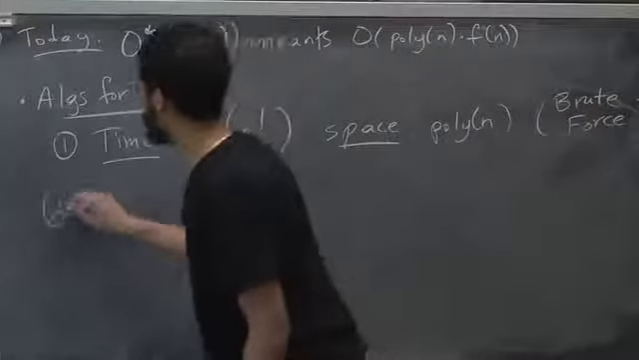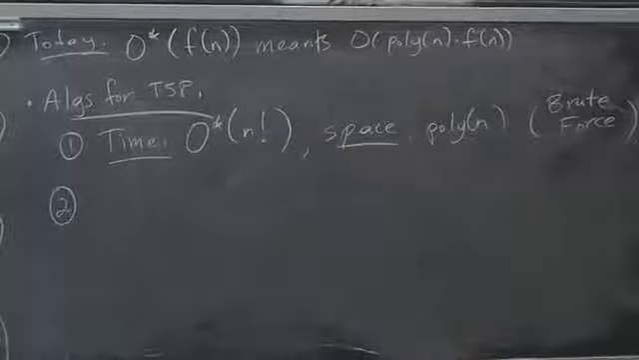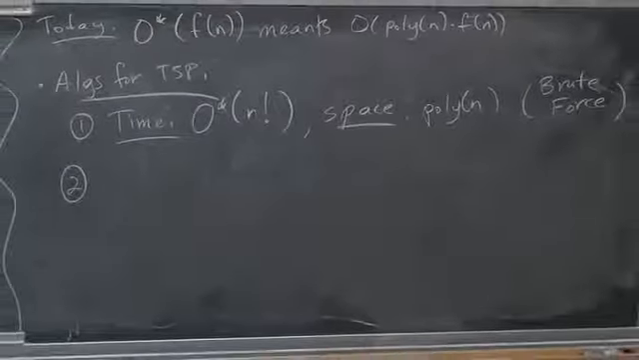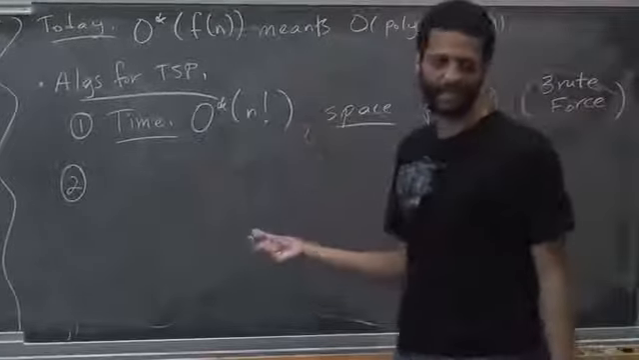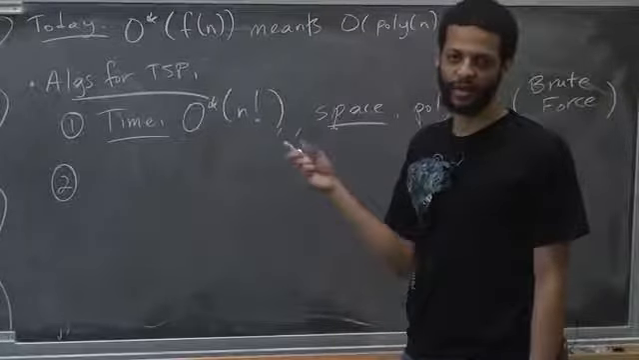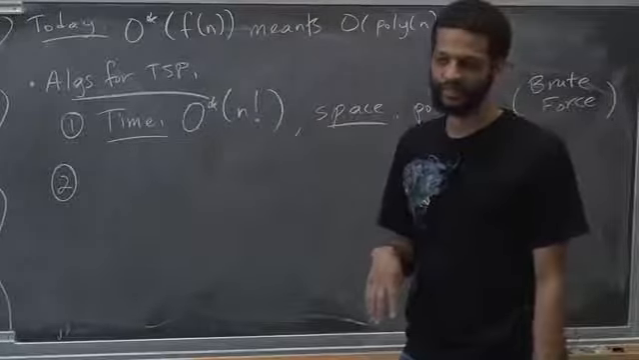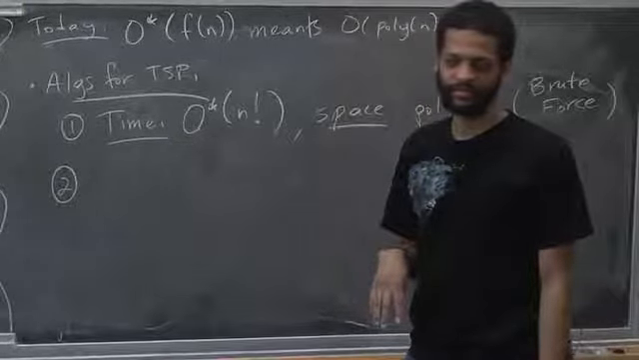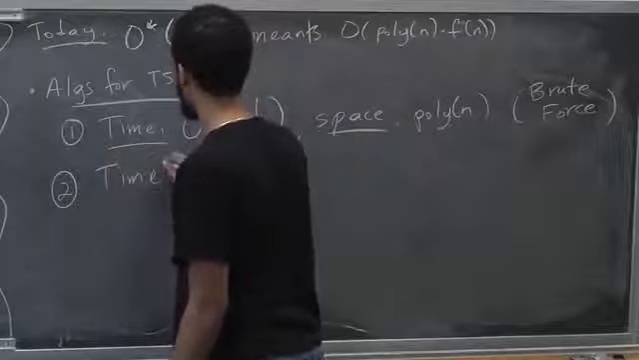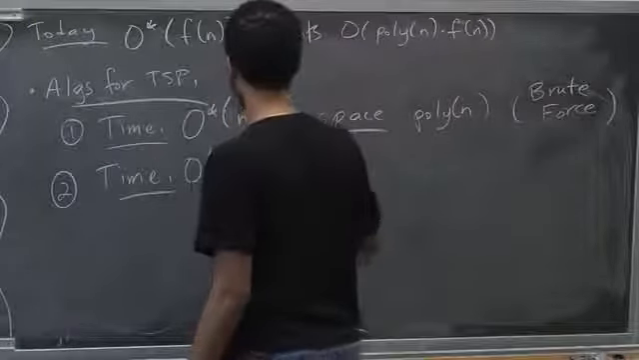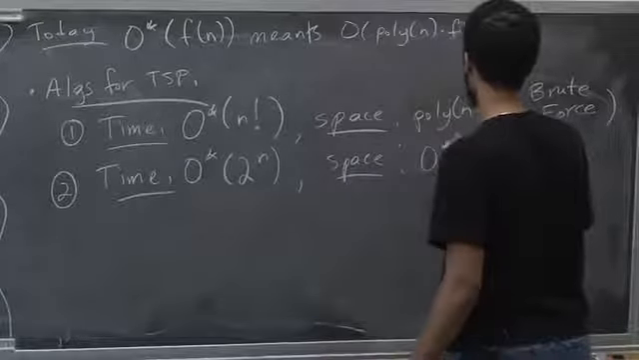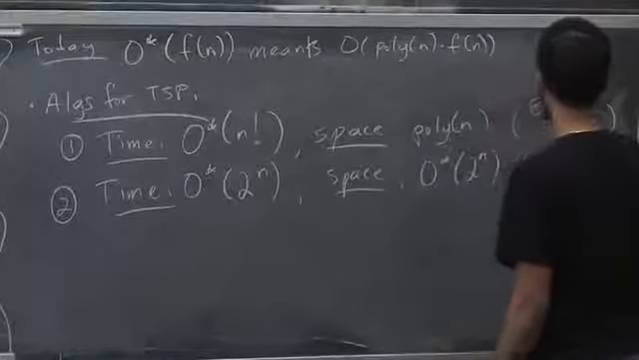Second, people probably have seen something else, something that trades off the space for the time. So you get time much less than n factorial, but you're allowed to use, say, exponential space. Dynamic programming. Your time will be O star of 2 to the n, and your space will also be O star of 2 to the n. And this is dynamic programming.